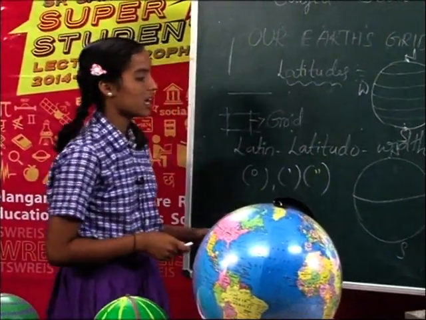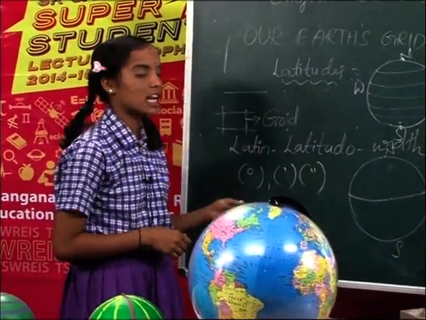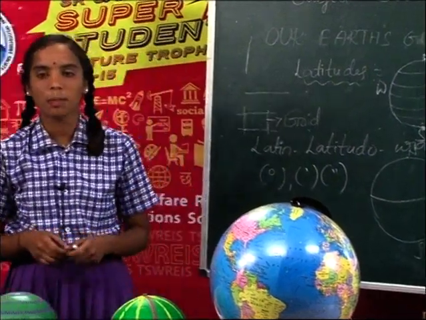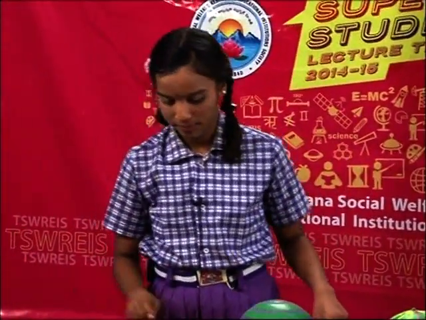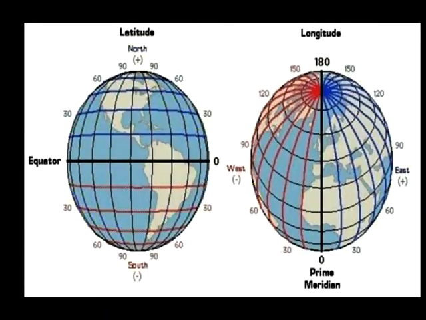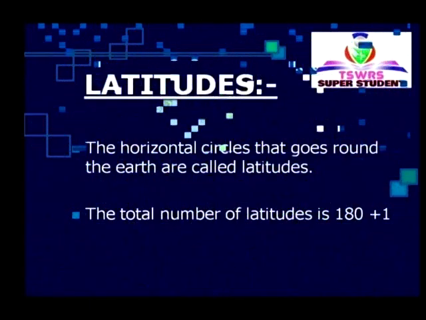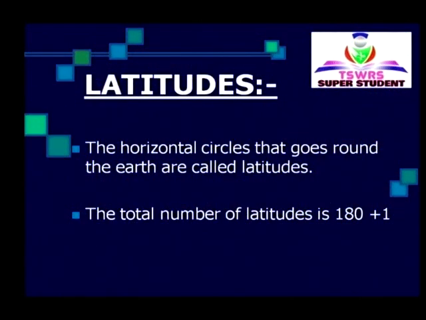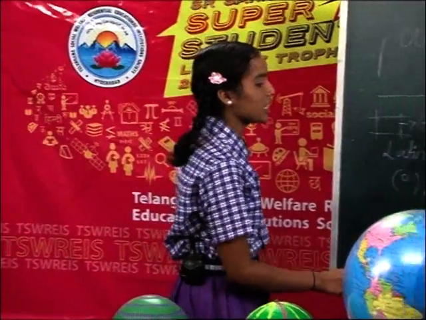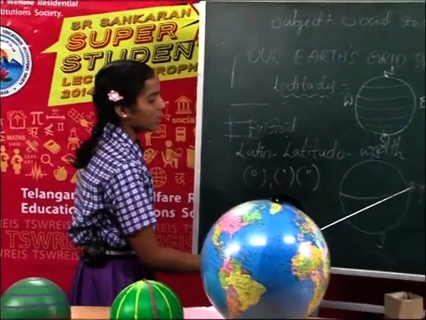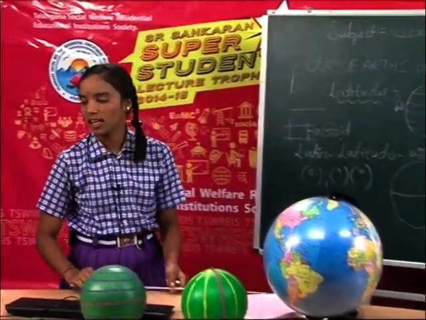And friends, here now let us see these northern and southern hemispheres on a PowerPoint presentation. Friends, these are the latitudes and longitudes, and here the horizontal circle, we have discussed that the horizontal circle which goes exactly in the middle of the earth, this is called 0 degree equator.